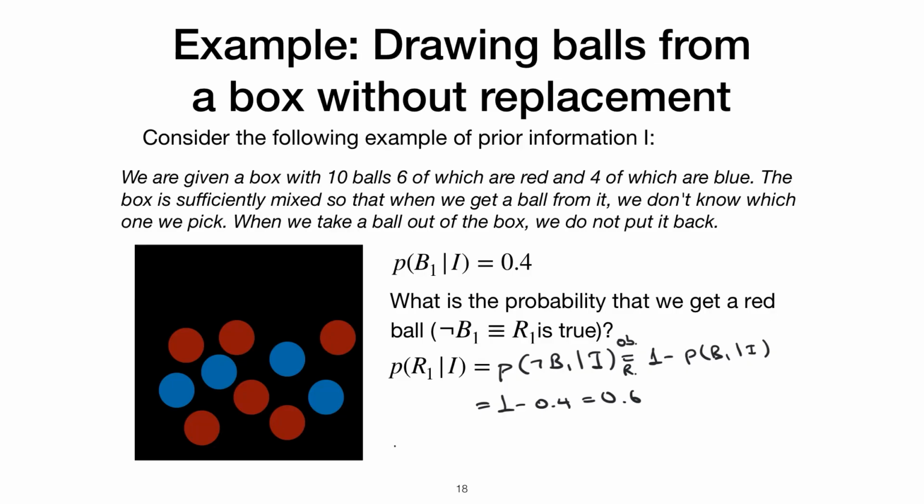And of course this is consistent with the principle of insufficient reason, which would find that the probability of a red ball in the first draw is 6 divided by 10, because we have 10 balls in total and 6 of them are red.